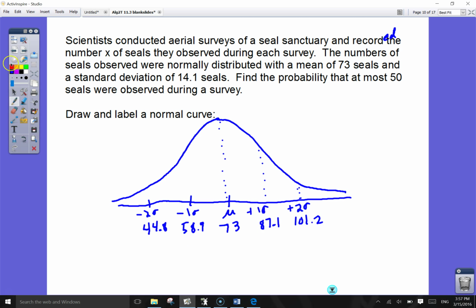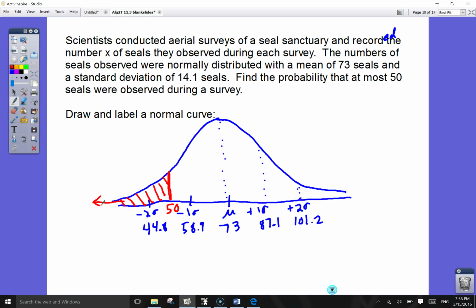Okay, so now we want to know the probability that at most 50 seals were observed. Well, let's find 50. 50 would be somewhere in between the 44.8 and 58.9. So let me draw a line in there and say that's 50. When it says find the probability of, what they're asking for is the area under the curve. This area ends on the right-hand side at 50. On the left-hand side, it goes on forever.